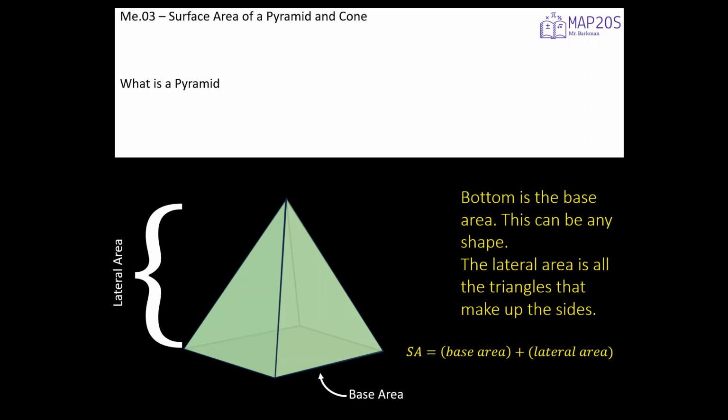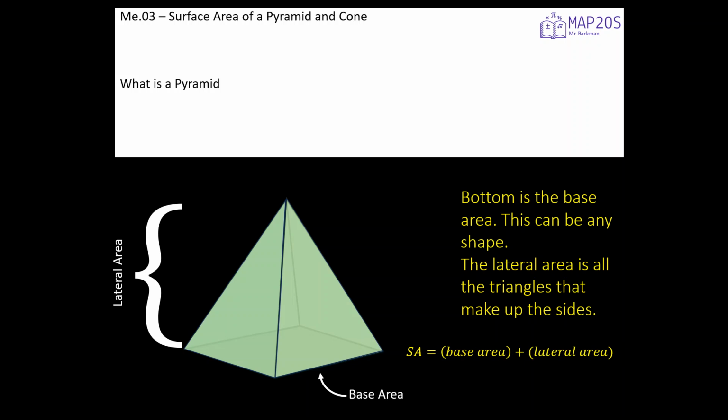The lateral area is going to be a collection of all the triangles that make up the sides. Some of the pyramids we look at, all the triangles will be the same. So we find one, multiply by the number of sides. Some of the pyramids we look at are going to have different sized triangles. And we have to find each individual triangle and then add them all together. We have to be aware of which is which.